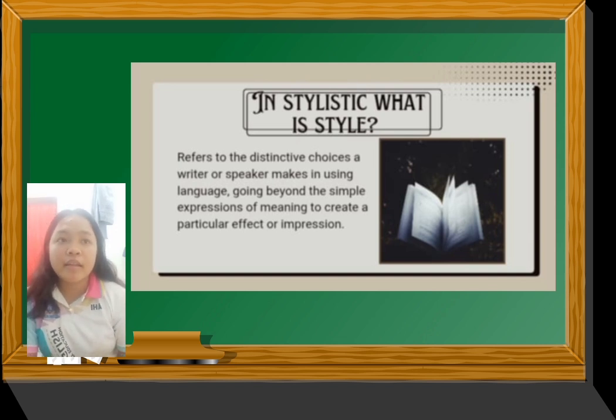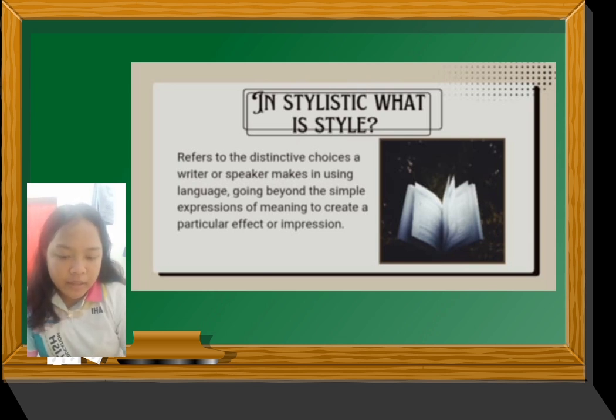Next is alliteration. One alliteration that I know is Peter Piper. Peter Piper picked a peck of pickled pepper. In this alliteration, it means creating a playful and memorable sound. It is basically very understandable. So by analyzing these elements, stylistics helps us understand how language choices contribute to the meaning, impact, and overall style of literary works.